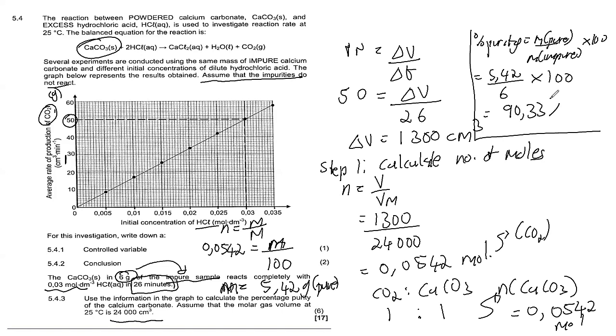90.33%. So that means the mass of the calcium carbonate that is actually pure from that impure sample is 90.33%, and the rest is impure, making up about 9.67%, which is the impurities. But the pure sample is 90.33%. That's how you were supposed to go about answering this question.